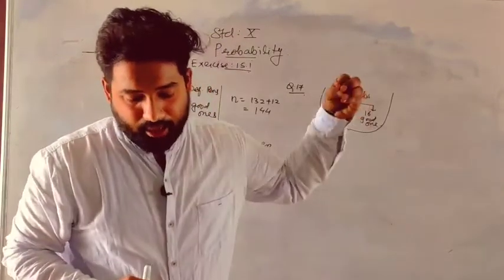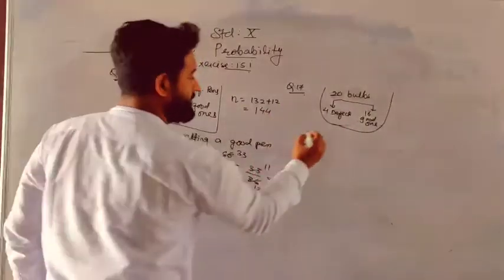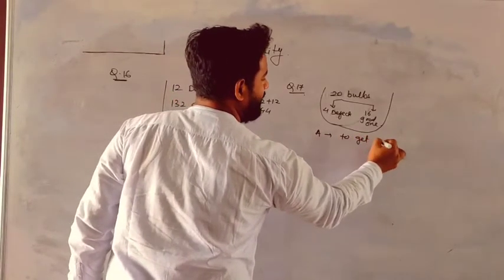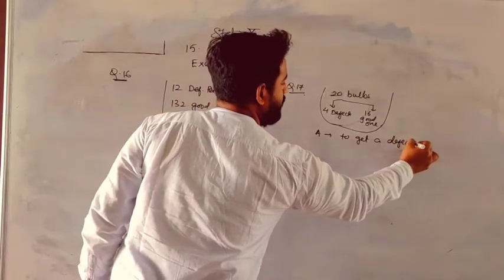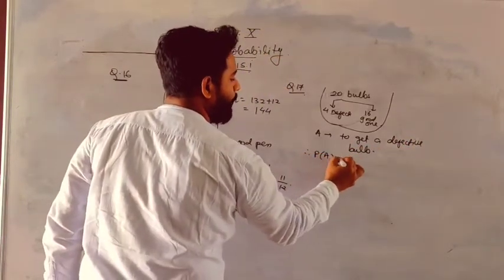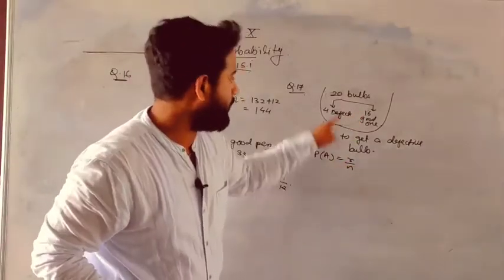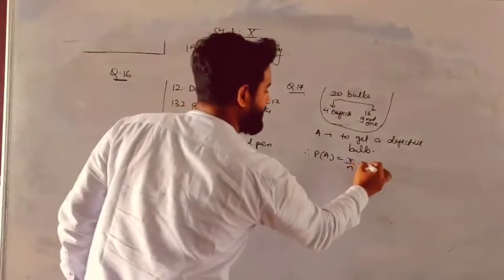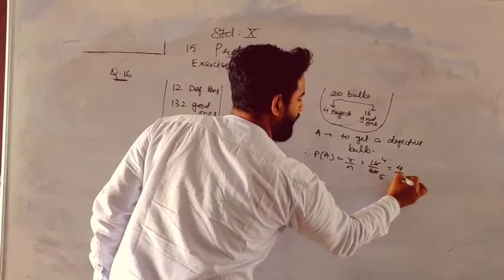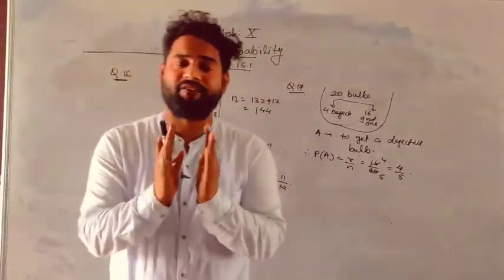One bulb is drawn at random from the lot. What is the probability that the bulb is defective? So let us take the event A: to get a defective bulb. So probability is equal to R upon N. Now count how many defective bulbs there are. 16. And how many total bulbs are there? 20. So the answer is 16 upon 20. 4 4s are 16 and 4 5s are 20. So 4 upon 5 is going to be your answer. I hope it is clear. See what is the process in every sum.